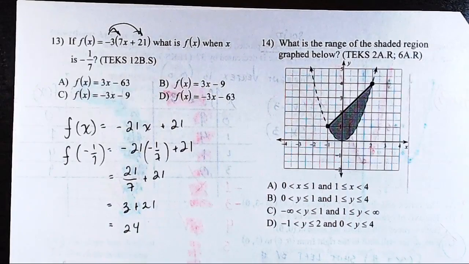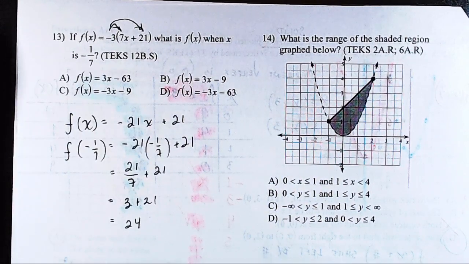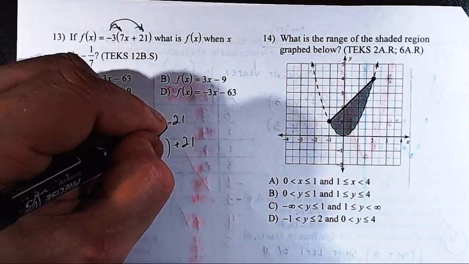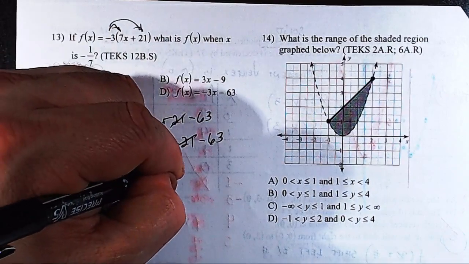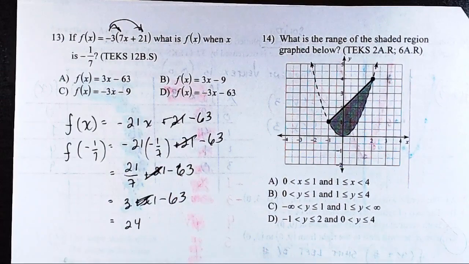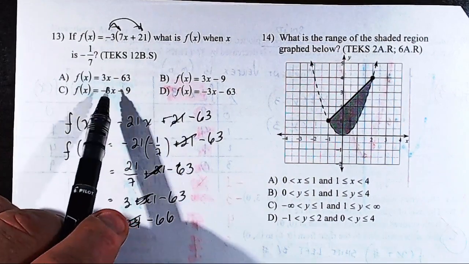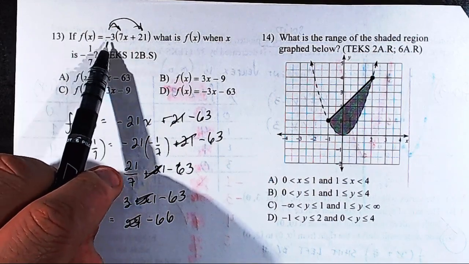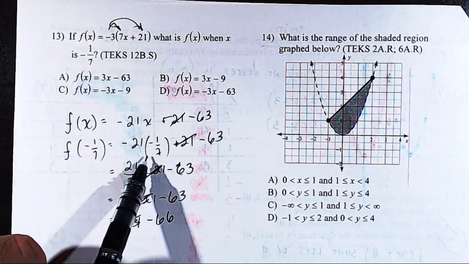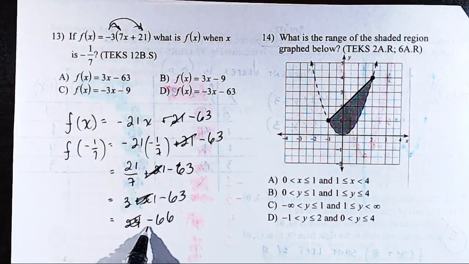Oh, I see, so it's asking me what is f of x when x is negative 1/7. Okay. What am I missing? Oh, I never distributed the negative 3 to the 21. Dummy. So this should be negative 63. So that's 3 minus 63. What is that? Negative 66? Negative 66. Now, what are they saying here? What is f of x when x is negative 1/7? So plug in negative 1/7, you should get negative 66.